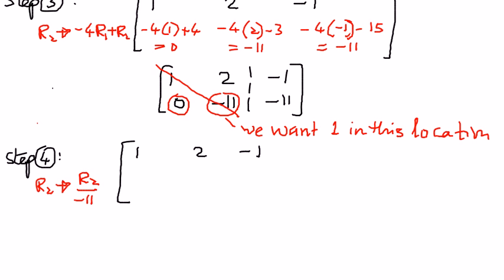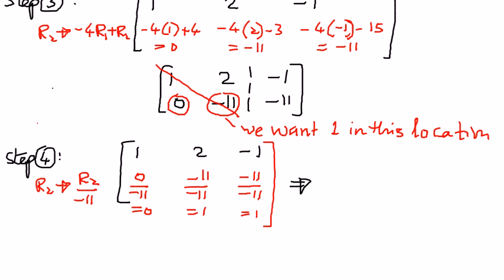We have 0 in that location. We are dividing by negative 11, so that value is going to be equal to 0. We have a negative 11 in the second row, second column. When we divide it by negative 11, that is going to be equal to positive 1. In the second row, third column, we have a negative 11, and if we divide that by negative 11, that value is going to be equal to 1. So therefore, when we rewrite this in a cleaner manner, it is going to look like this: 1, 2, negative 1, 0, 1, 1.